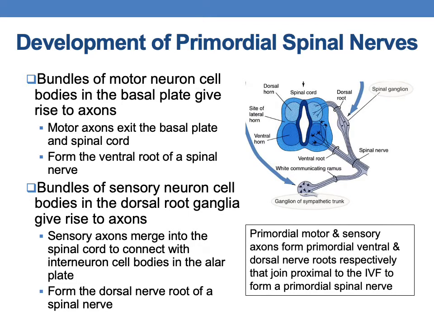Development of primordial spinal nerves. Bundles of motor neuron cell bodies in the basal plate give rise to axons. These motor axons exit the basal plate and spinal cord to form the ventral root of the spinal nerve.